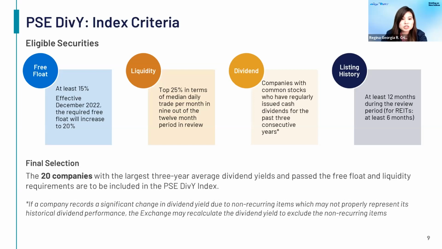For the final selection, we rank the companies in terms of 3-year average dividend yield and take the top 20 companies as members of the PSE Dividend Yield Index.